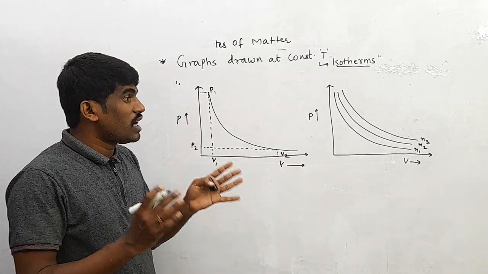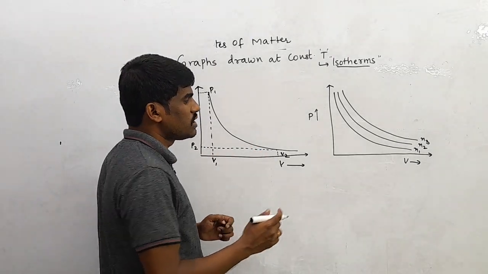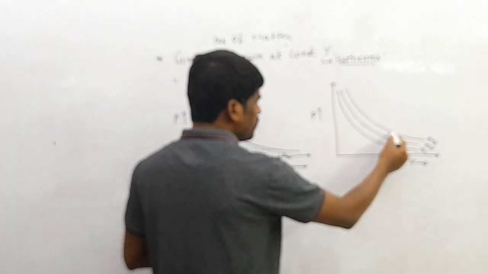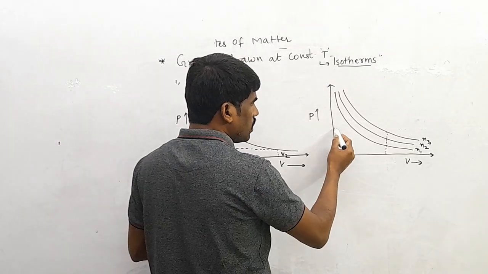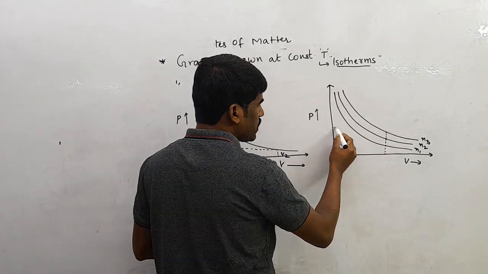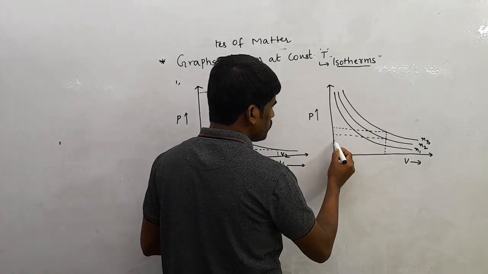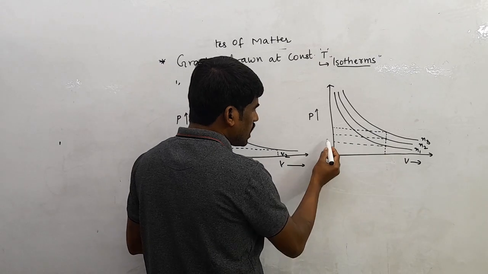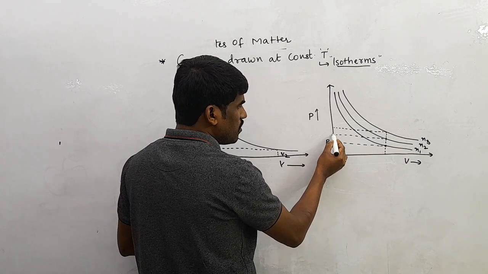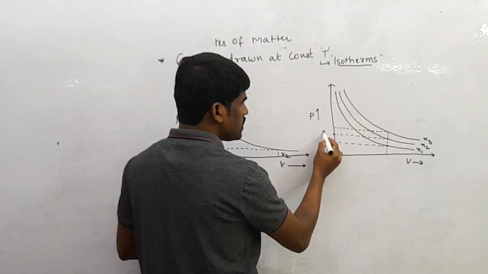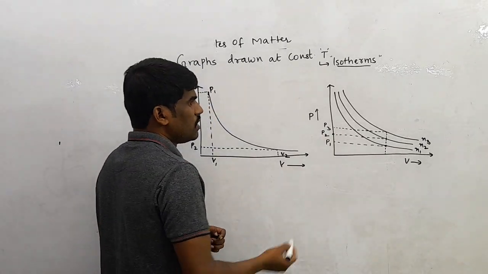Now, sometimes they will ask you in such a way that relate this N1, N2 and N3. How do you relate them? For relation, you can take a constant volume somewhere around here. It is the constant volume. And at this constant volume, there are different pressures. This is one, and one more, and one more. Corresponding pressure with respect to the N1 graph is P1, with respect to the N2 graph is P2, with respect to the N3 graph is P3. But how do you relate them?